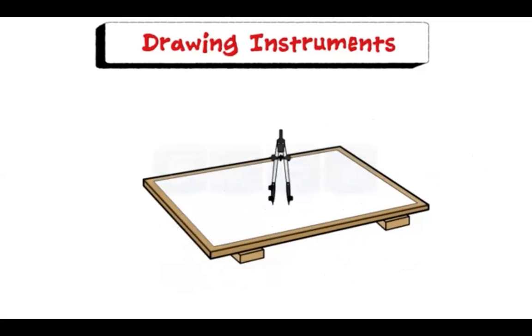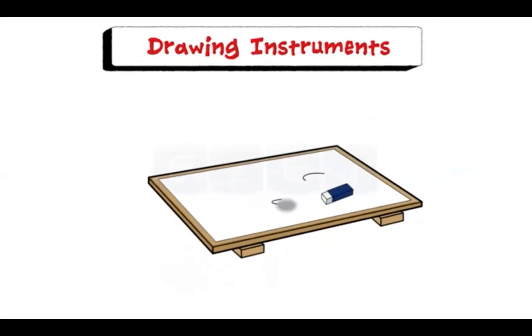A compass is used to draw a circle of a specific radius and an arc at a specific distance. Soft Indian rubber is widely used to erase pencil drawings. The eraser should be such that it does not spoil the surface of the paper.